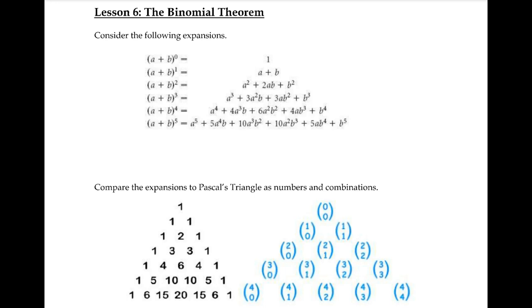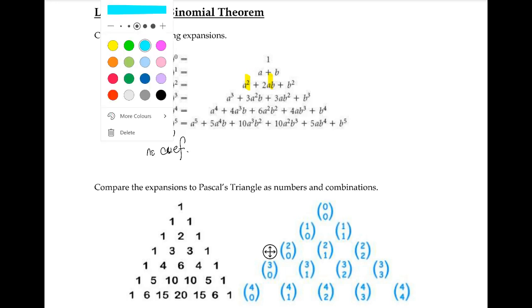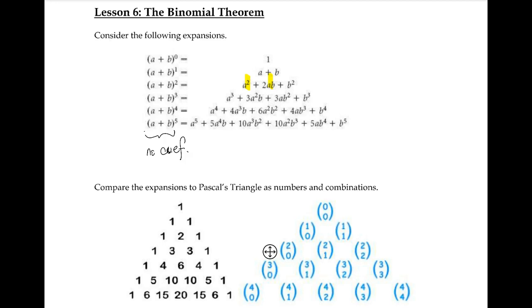With no coefficients in here, we get a squared plus 2ab plus b squared. So we see that a is decreasing in exponent from 2 to 1 to 0. It's not there. B is increasing from 0 to 1 to 2. And my coefficients are 1, 2, and 1.